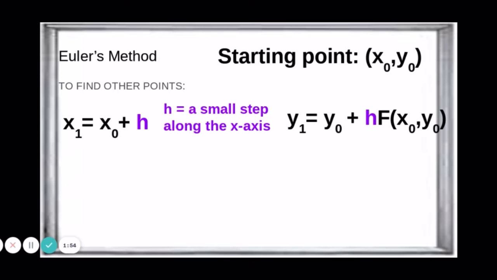y1 is slightly harder to find because you have to take your starting y and you have to add your change in x, h, times f of x0, y0. So to explain this, f of x0, y0 is the slope of the tangent line at the point x0, y0. h is your change in x that you're moving along that tangent line to find your new point. So change in x times slope, which is change in y over change in x, equals change in y. So what you're really finding by doing h f of x0, y0 is your change in y.